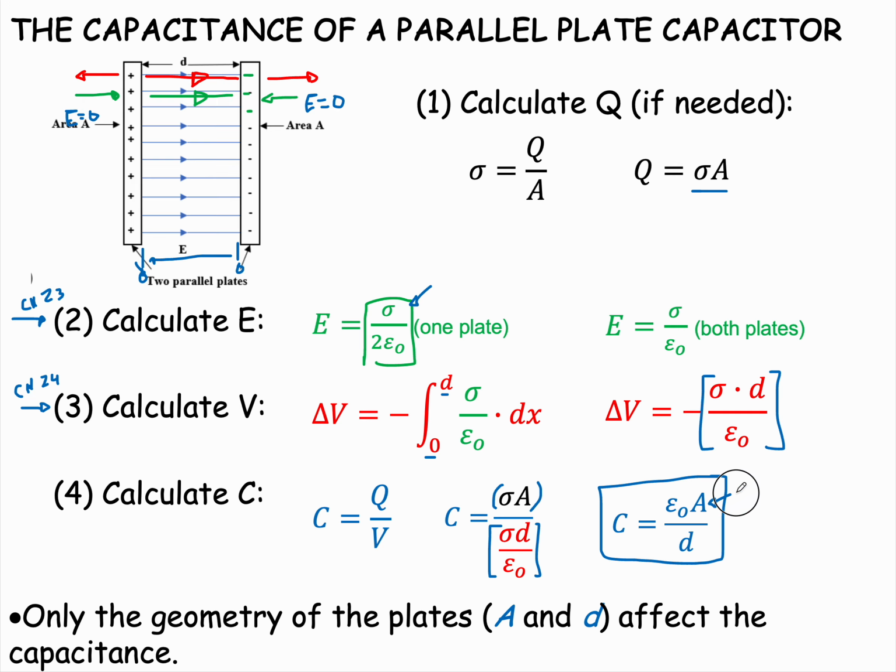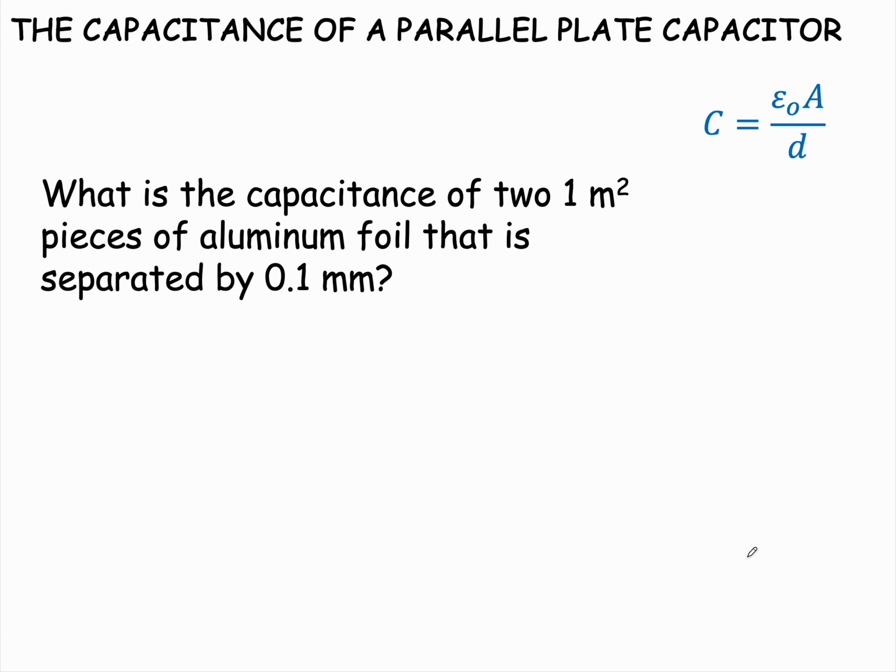What happens if you double the area? It will double the capacitance. What happens if you double the distance between the plates? Well, that's going to halve the capacitance. So you can sort of see to maximize capacitance, we need maximum area and the smallest possible distance between the plates. One last slide on this one.